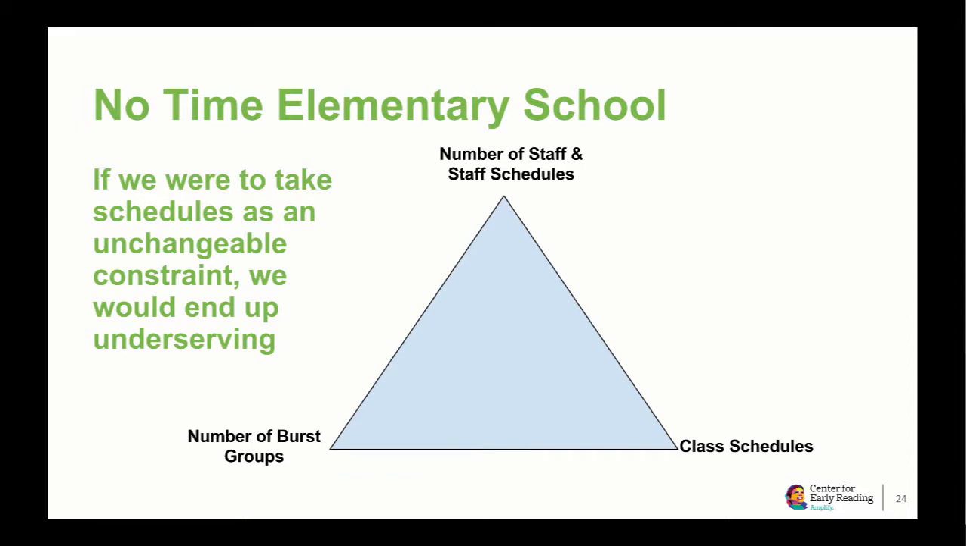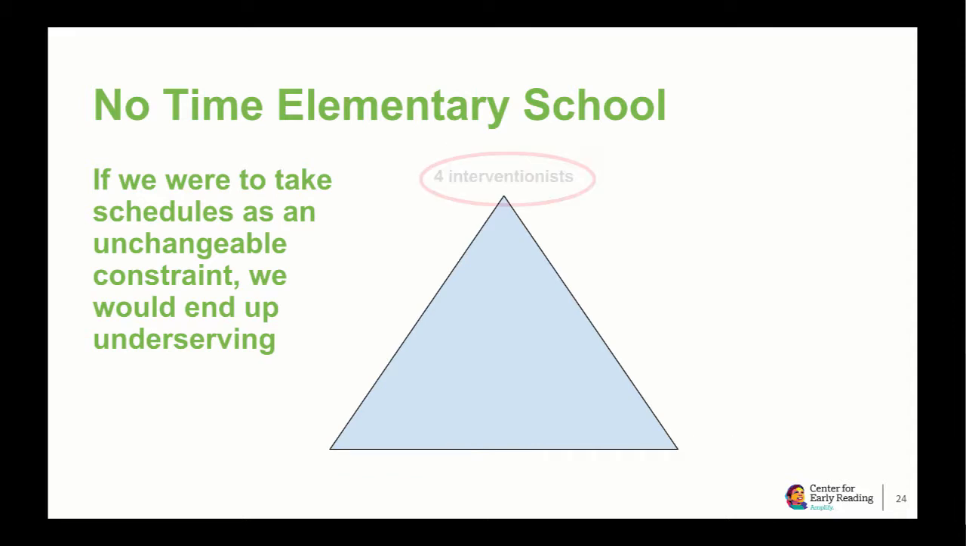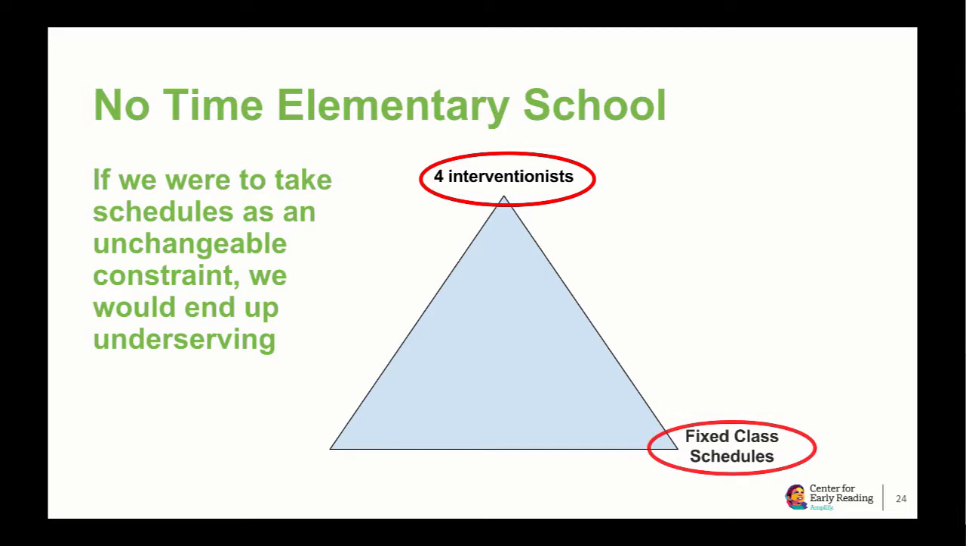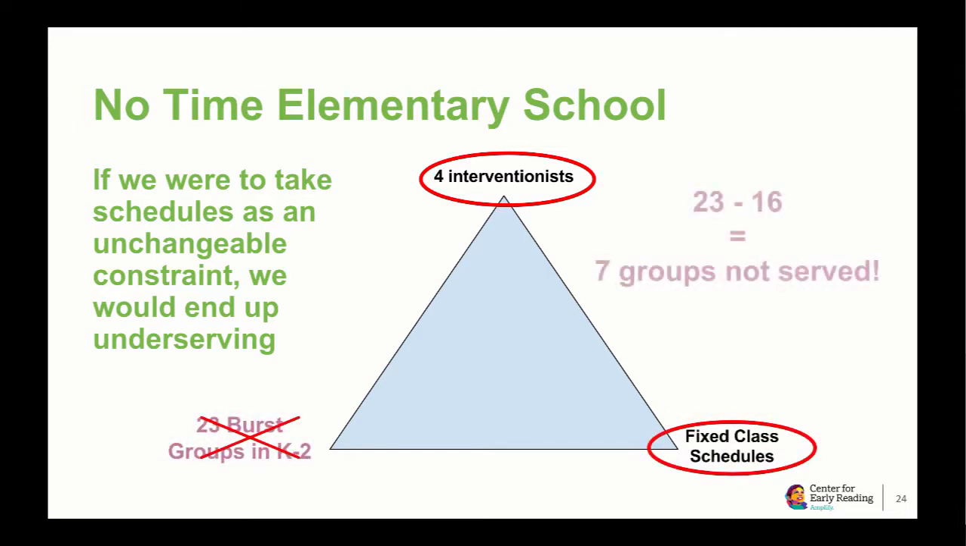Now let's go back to our framework. If we have 4 interventionists and keep class schedules the same, the only way for this to be in balance is to have 16 burst groups. This leaves 7 burst groups with no coverage.